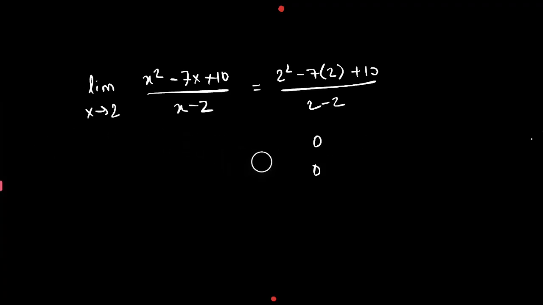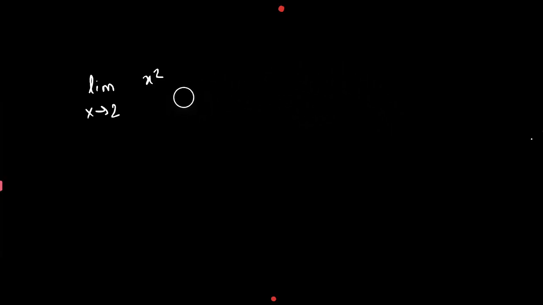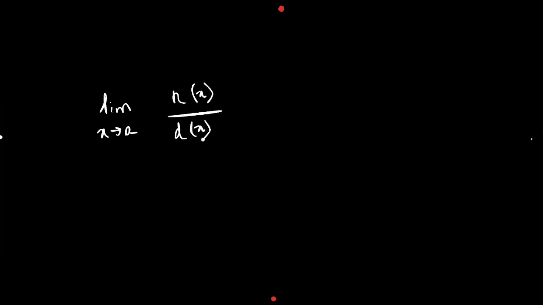But actually, if we get something like this, a 0 over 0, or in some cases we may even get infinity over infinity, by using direct substitution, we can use L'Hopital's rule. What L'Hopital's rule is basically doing is we're saying if we have the limit as x approaches some value a, and we have our numerator, some n of x, and our denominator d of x.